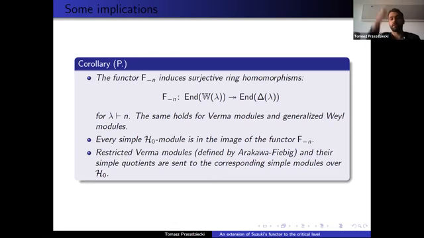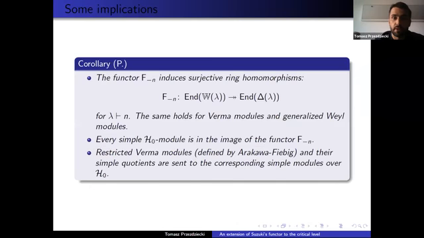So you basically take a Verma module, and the positive part of the Feigin-Frenkel center kills it, but the negative part does not. So if you quotient by the action of this negative part of the Feigin-Frenkel center, then you get the restricted Verma module. And so these are sent to simple modules over the Cherednik algebra.